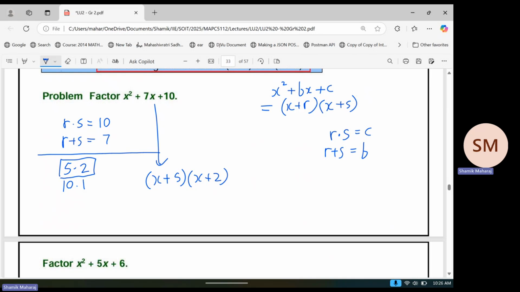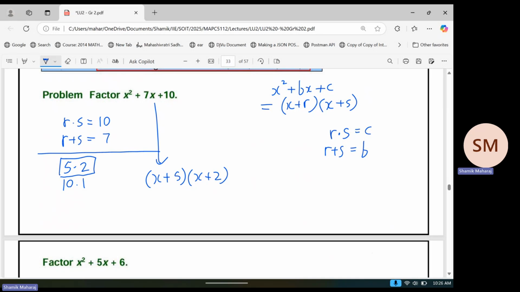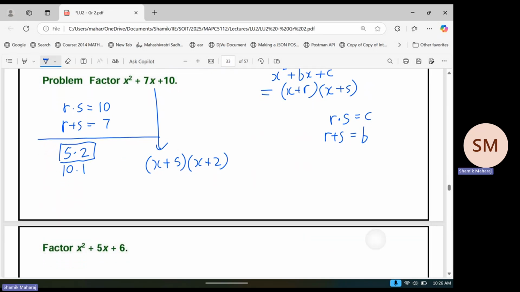Okay, maybe we should try another example. If you're taking this down, it's okay. For those who are still ready to work, there's another example at the bottom here. X squared plus 5x plus 6. Try that using the R and S method.